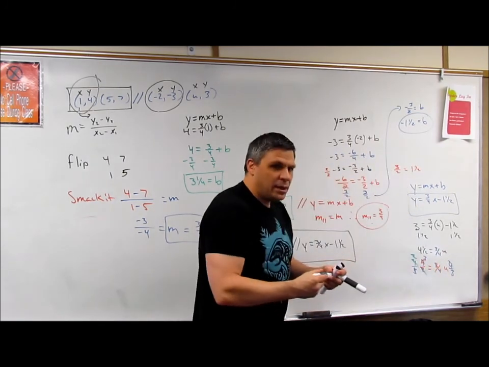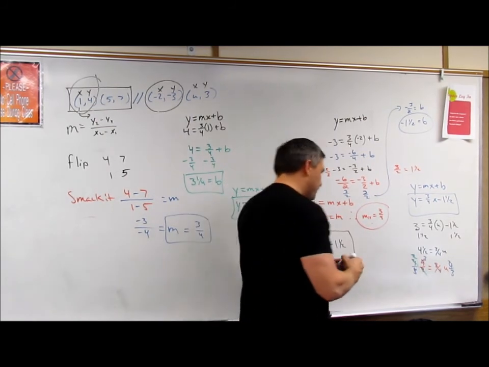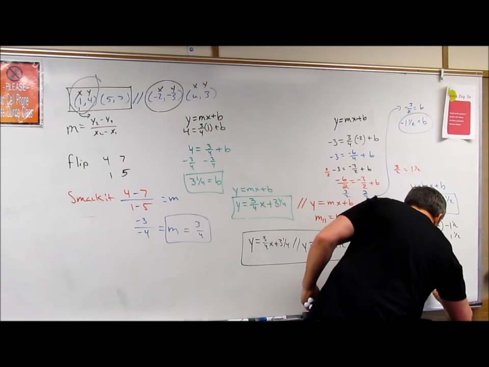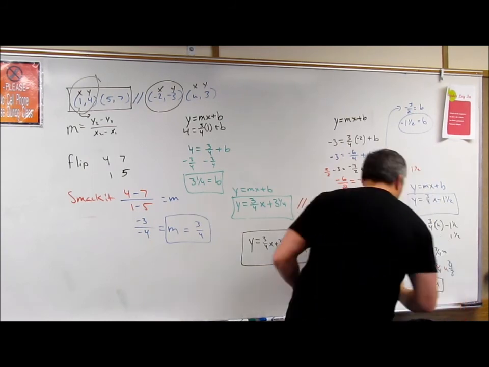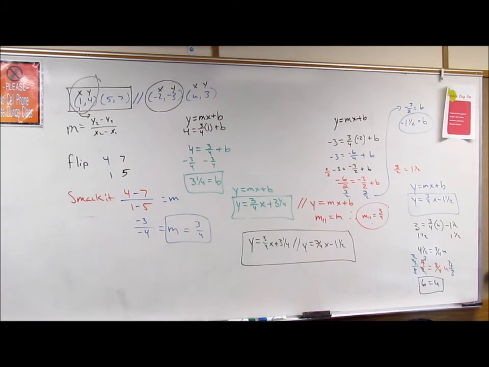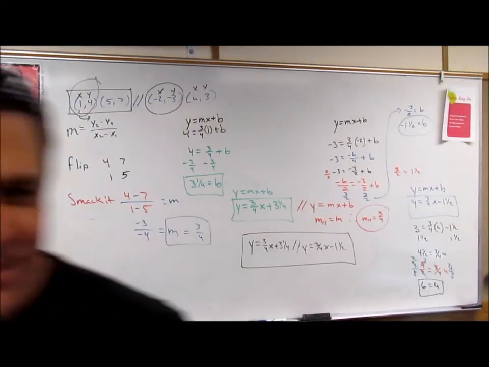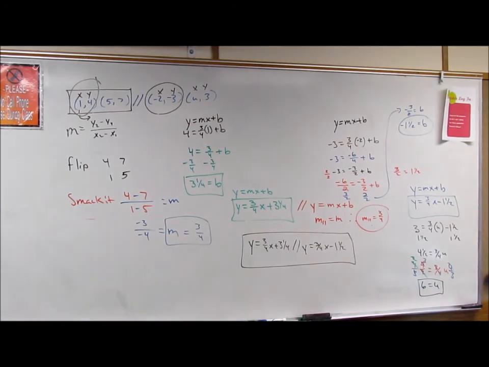Okay? So then what do I get? 2 times 3, which is 6 equals u. Six equals u, baby. Okay, that's it. I got a headache. That was fun.